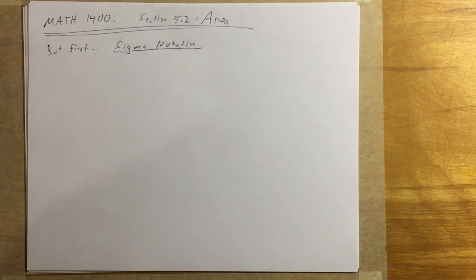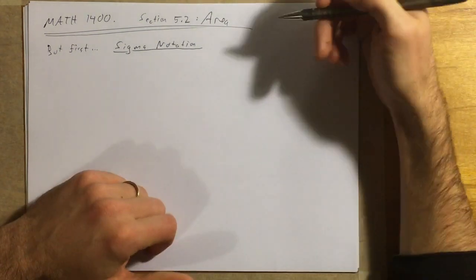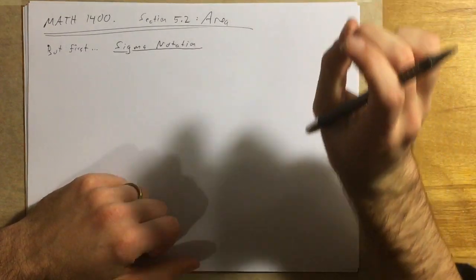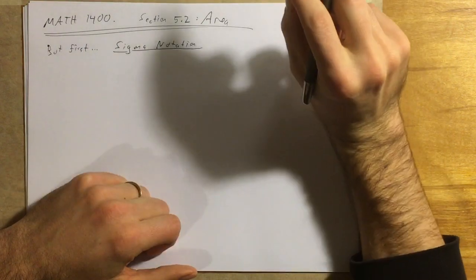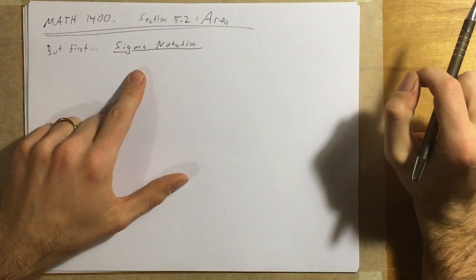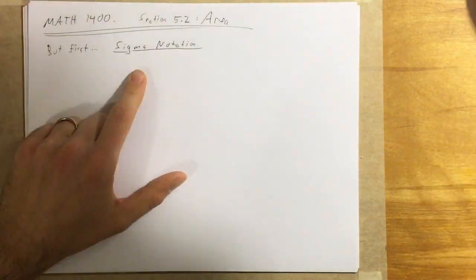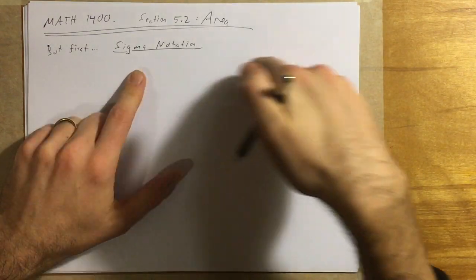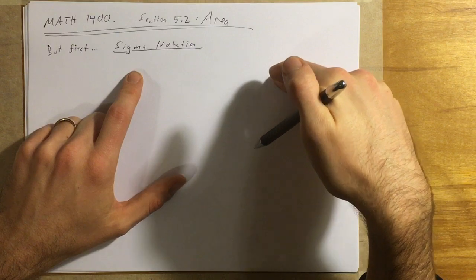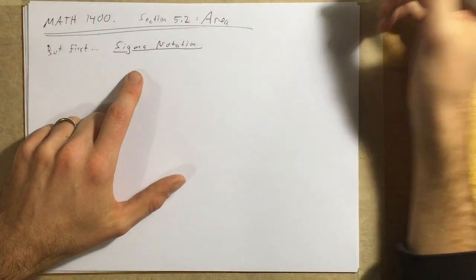All right, calculus folks, we're on to section 5.2, area. We're going to learn about area under a curve. Okay, now's the time. But first, we have to learn about sigma notation. So before we can do any of this area stuff, we have to establish some rules about how to add up a bunch of numbers and how to use something called sigma notation.